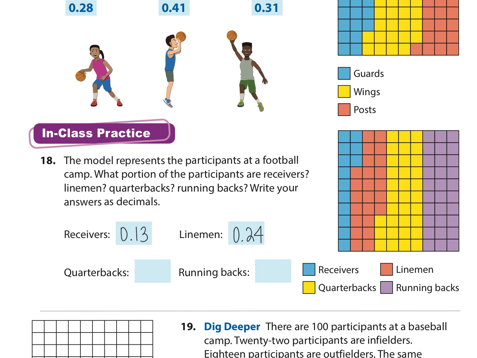Everybody's still with me? Okay. Quarterbacks are how many? 0.33. And running backs are 0.30. Remember, we're writing to the hundredths. So even though we could leave that 0 off, we want to include it so it reads 30 hundredths, not 3 tenths. Okay? All right.